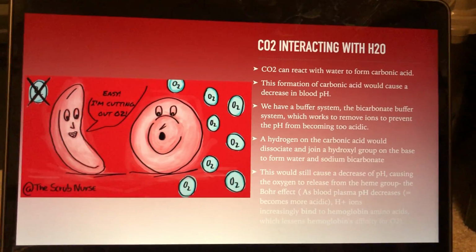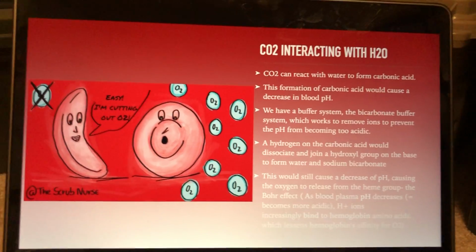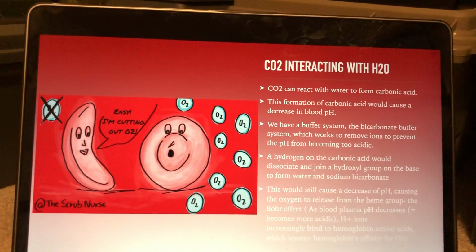And then I thought that was just a cute little cartoon having to do with hemoglobin and oxygen.